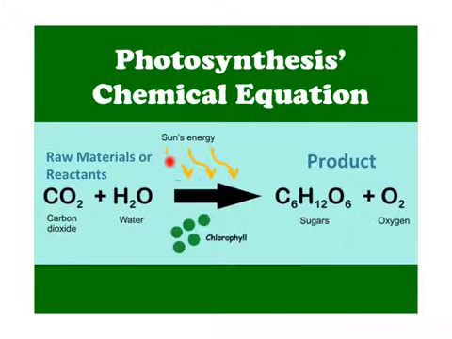Since it's in the raw materials or the reactants, we call it an endothermic reaction. And it produces the product, which is sugar and oxygen. Sugar is the food or the glucose that it makes, so the plant can then break that down and get energy to help it grow and all of the other functions it needs to be healthy.